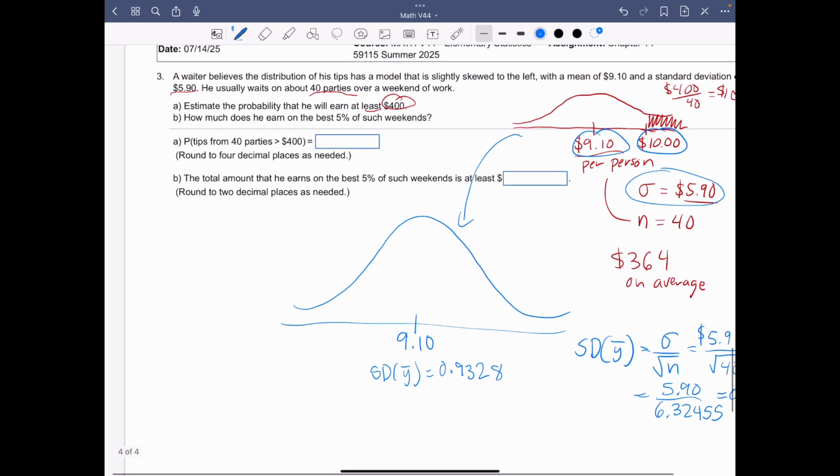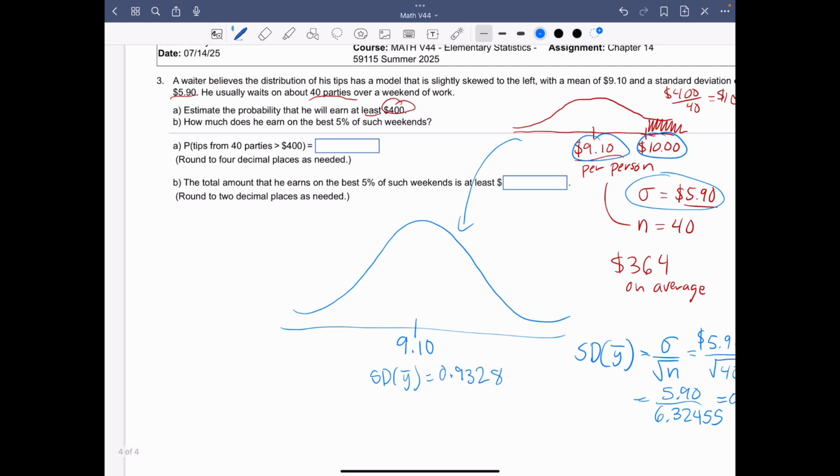So let's go back to the problem and see how we can use that value. The question says, the probability that the tips from the 40 parties is greater than $400, and that would be the probability that we just got, which is 0.1673. That'd be the same thing as getting $10 or more per person. So that's the answer for part A.